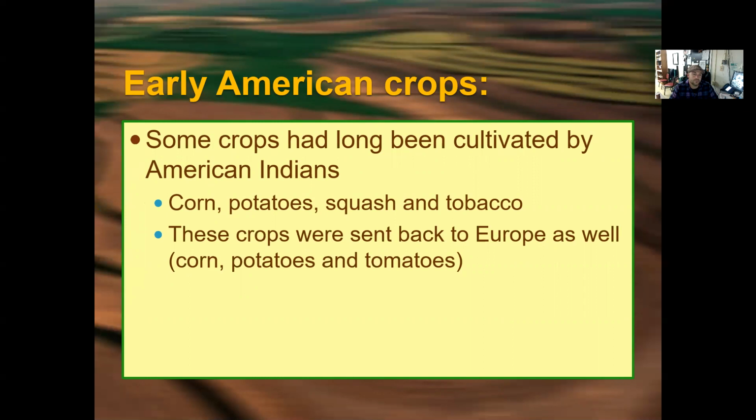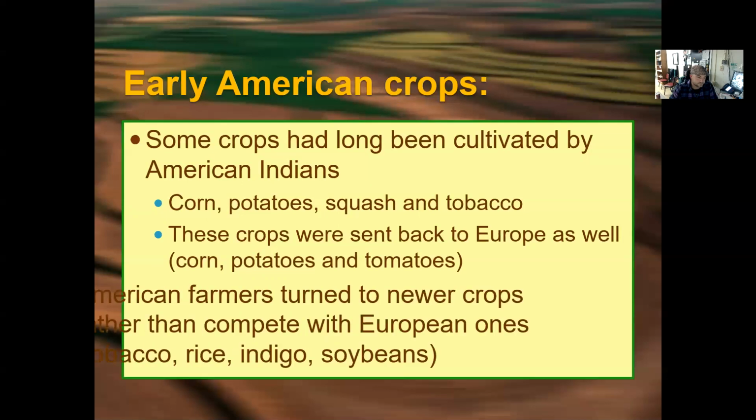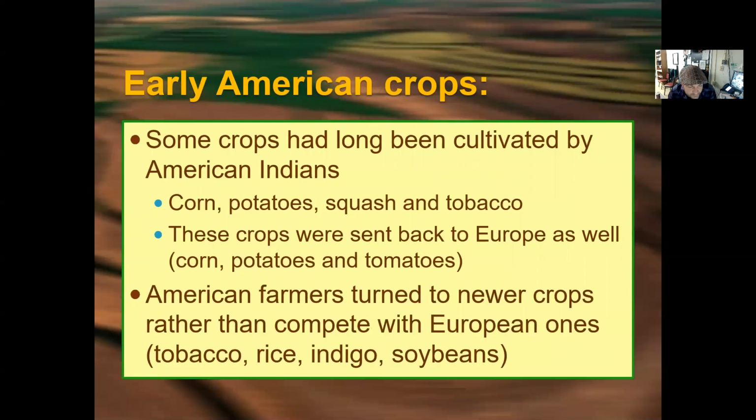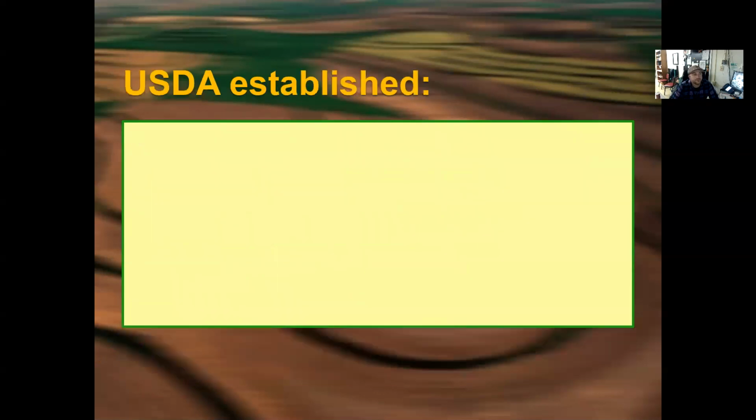So move on to early American crops. Some crops had been long cultivated by American Indians. Those include corn, squash, tobacco, and these crops were sent back to Europe as well. American farmers turned to newer crops rather than compete with European ones. So really popular ones today are soybeans, but we've also been pretty well known for tobacco, rice, and indigo.